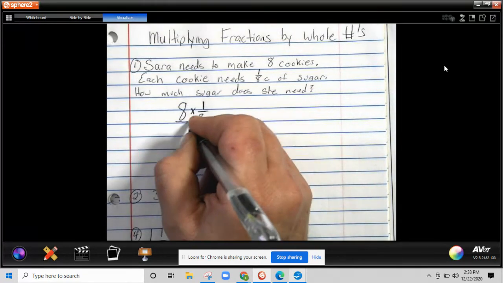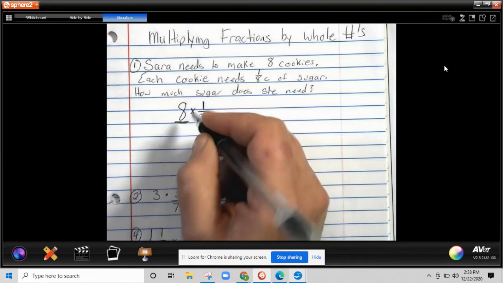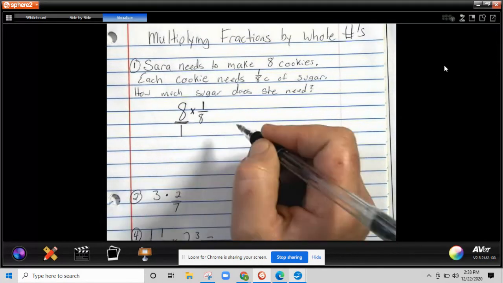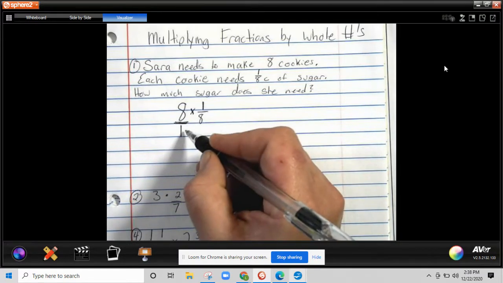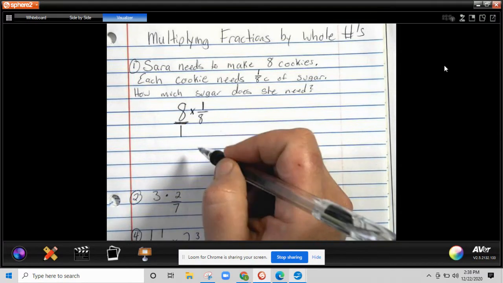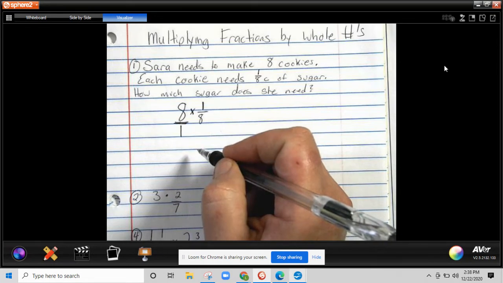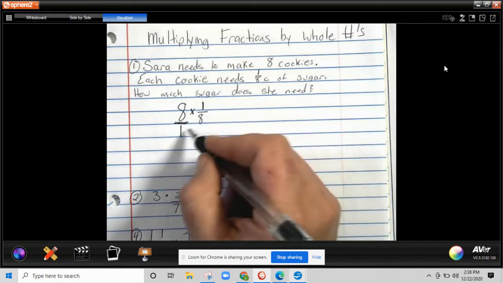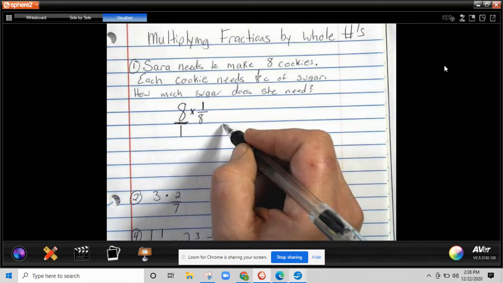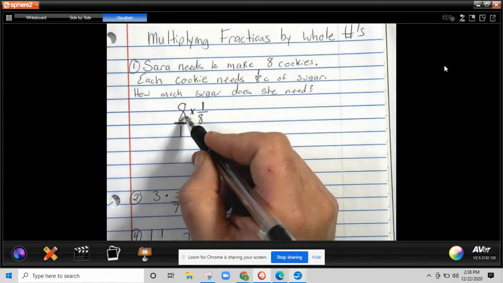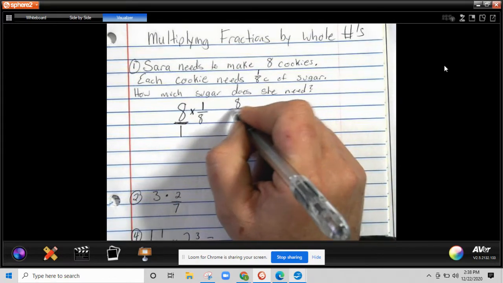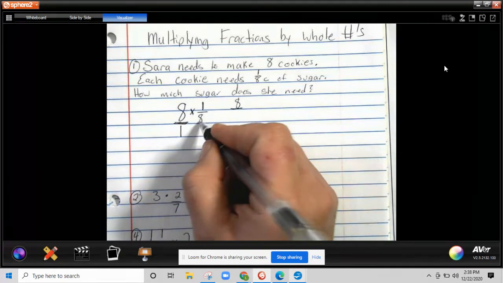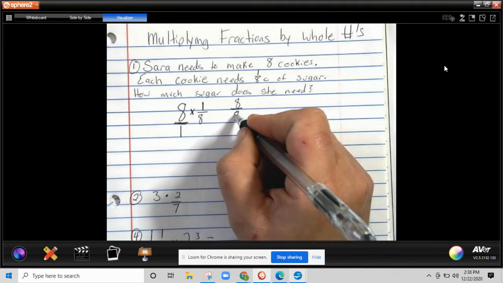Well, if it's a whole number, you draw your fraction bar and put 1 underneath it. And then this is a fraction that represents the whole number. You're going to put a 1 underneath it. And then we will just multiply across. Multiply your numerators. 8 times 1 is 8. 1 times 8 is also 8.